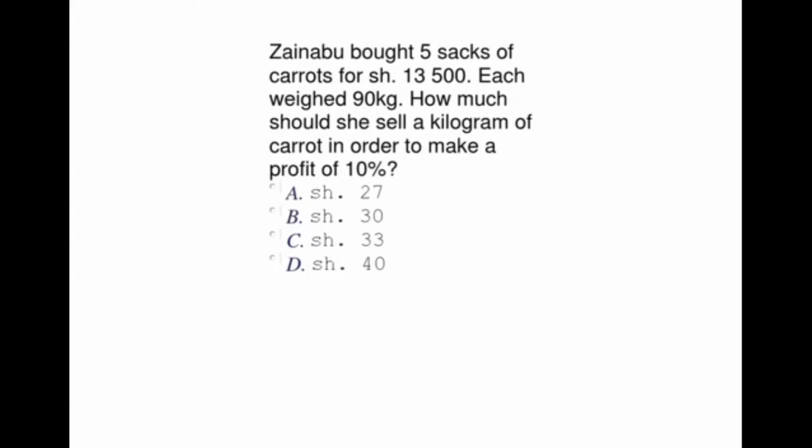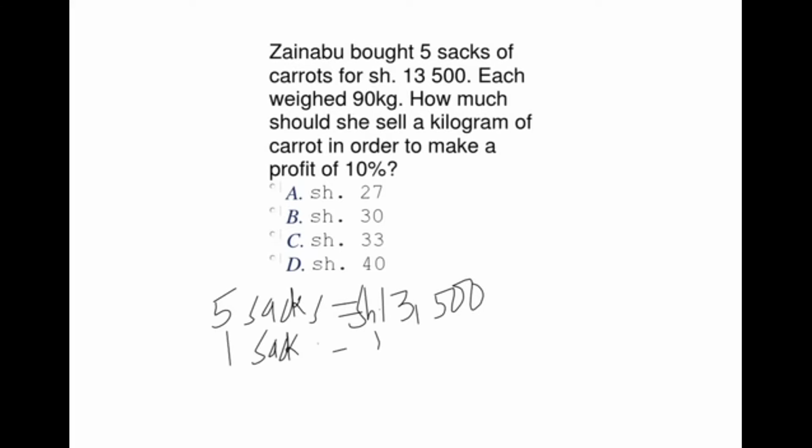Zainabu bought 5 sacks of carrots for 13,500 shillings, which weighed 90 kgs. How much should she sell a kilogram of carrot in order to make a profit of 10%? So we are told 5 sacks goes for 13,500 shillings, and we are told that each sack is 90 kgs. So if 5 sacks equals to 13,500 shillings, what about 1 sack equals to how much?